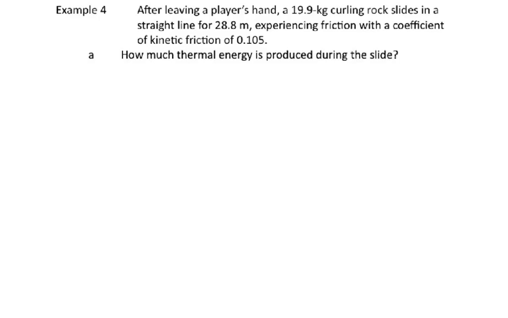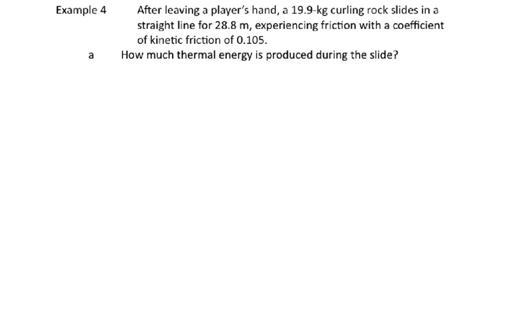So you have a curling rock, it's 19.9 kgs, slides for 28.8 meters until it comes to a stop. The coefficient of friction with the ice is 0.105. We want to know how much thermal energy is produced during the slide. Well, thermal energy is just the heat produced. In this case, it's due to friction.